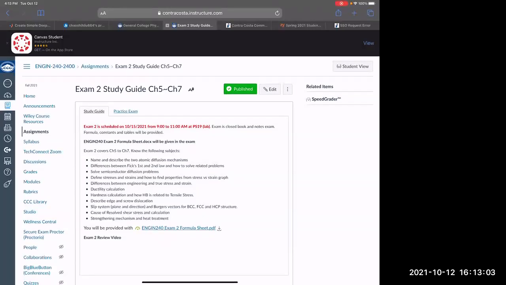The last one is also an important part of chapter 7, which is about the strengthening mechanisms and heat treatment. There are three different mechanisms to strengthen the material, which are solid solution, strain hardening, which is also known as cold work hardening, and the other one is grain size reduction. So there are three different ways that you can make a metal material stronger.